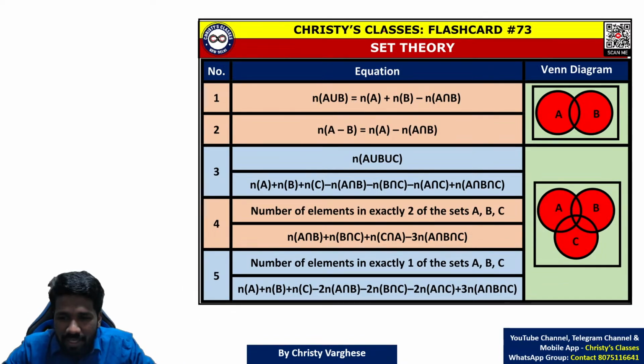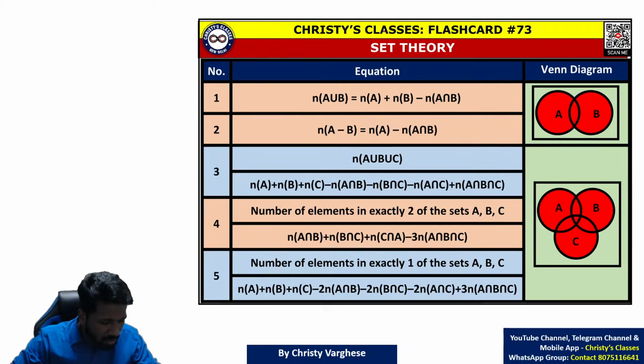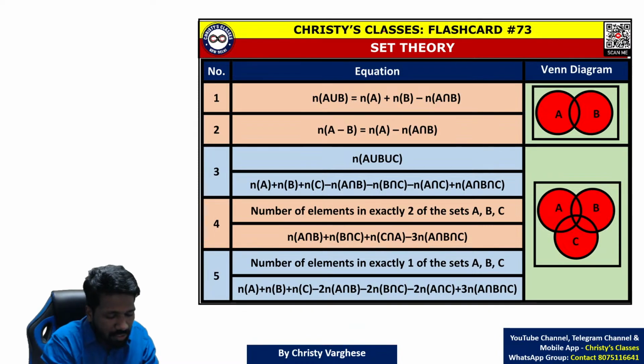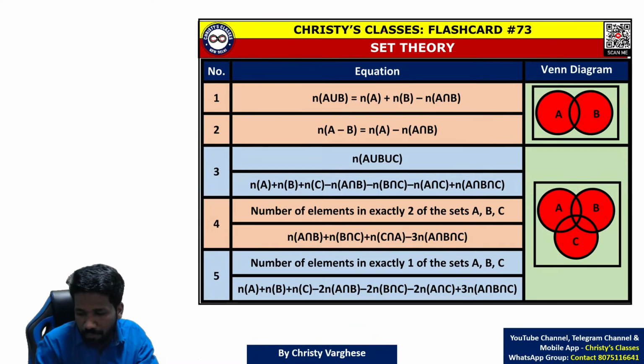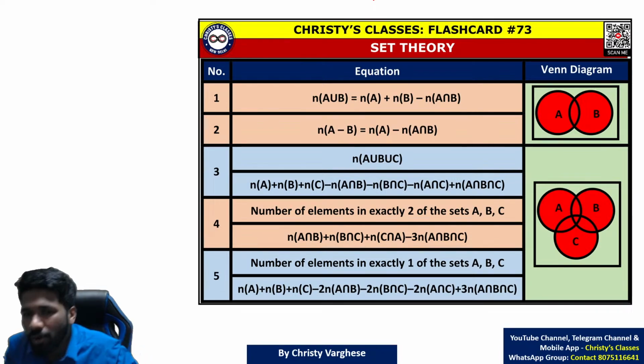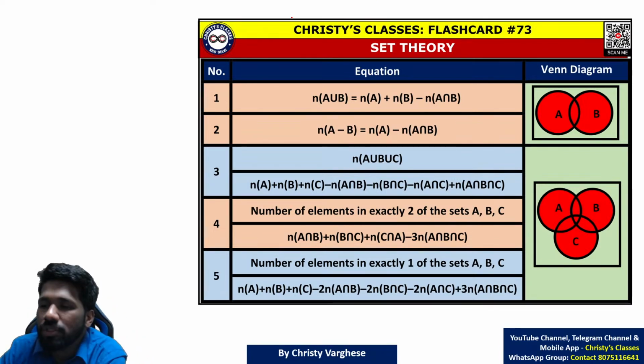But if not, set theory we are learning in 11th and 12th. So a well-defined collection of objects is a set. For example, the set of all boys in this class, the set of all pens on this table. So that is a set. To denote sets, we can use the Venn diagram.